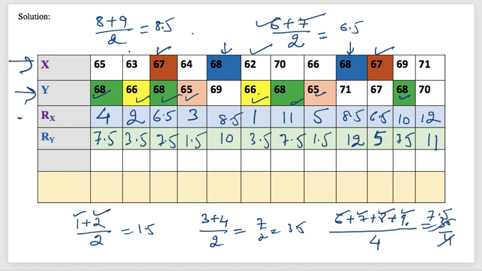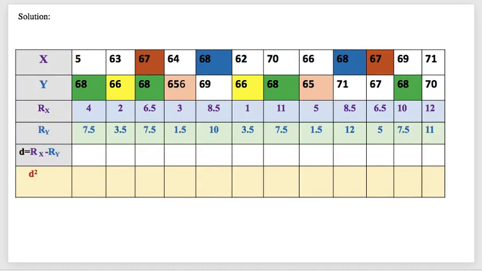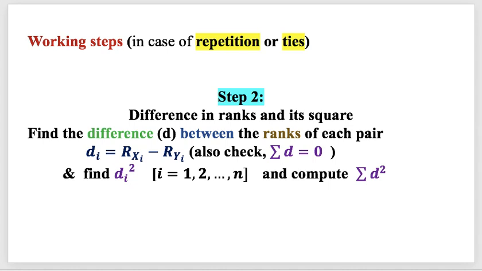So this is a step which is different from the previous question where there was no repeat. In a repeated case we average the rank. So this part is different from the previous question, and now we will move ahead with the same criteria. The second step is we need to find the difference of individual ranking, and then we find its square.